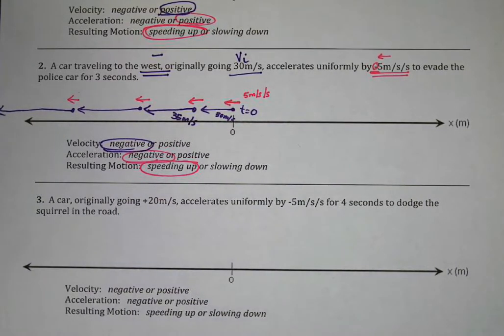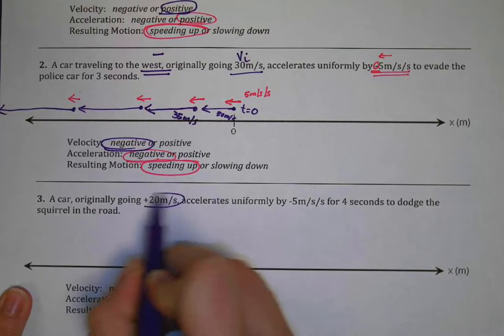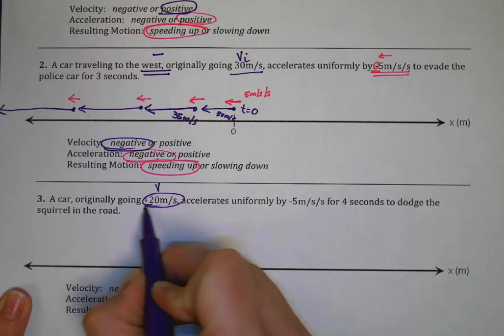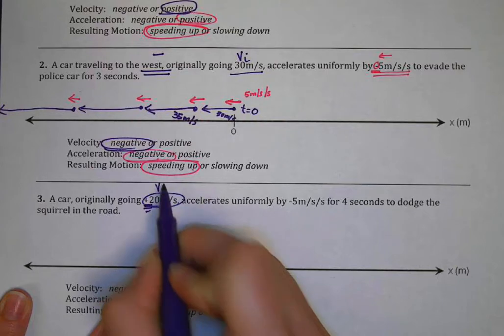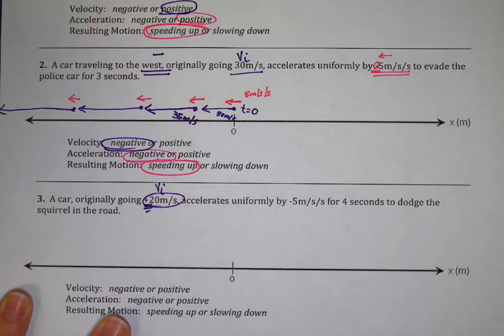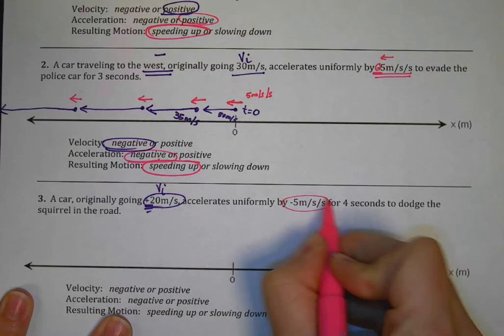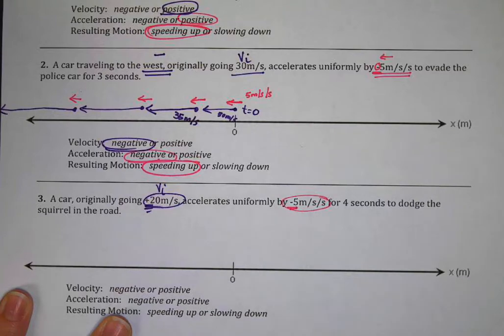A car originally going 20 meters per second accelerates uniformly by negative 5 meters per second for every second for 4 seconds to dodge the squirrel in the road. We're given an initial velocity of positive. This time it doesn't tell us east or west, but it does put a positive sign in front, and we know our initial velocity is 20 meters per second. The acceleration is just like the one before, negative 5 meters per second for every second, and you're traveling for 4 seconds.